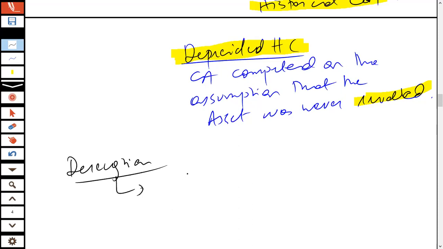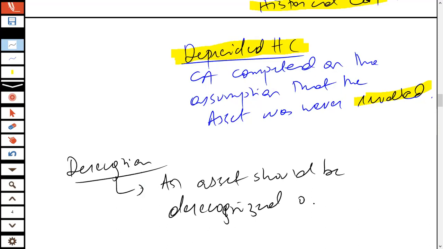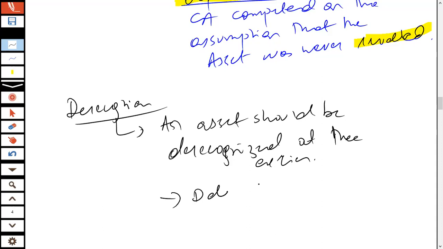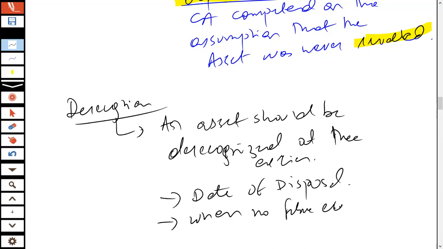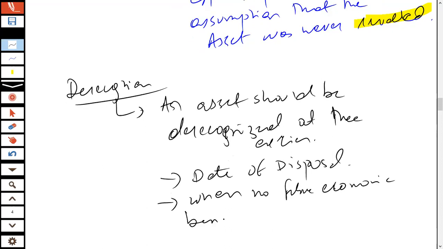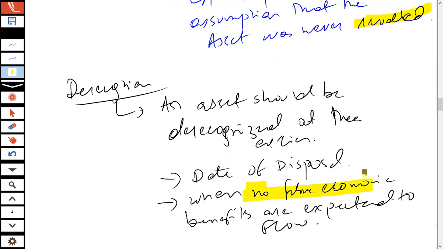When it comes to the derecognition of property, plant and equipment, an asset should be derecognized at the earlier of the date of disposal or when no future economic benefits are expected to flow. So if the asset is not expected to provide any economic benefits in the future, that means it's of no use. Even if you have not disposed of it, you're going to derecognize it.